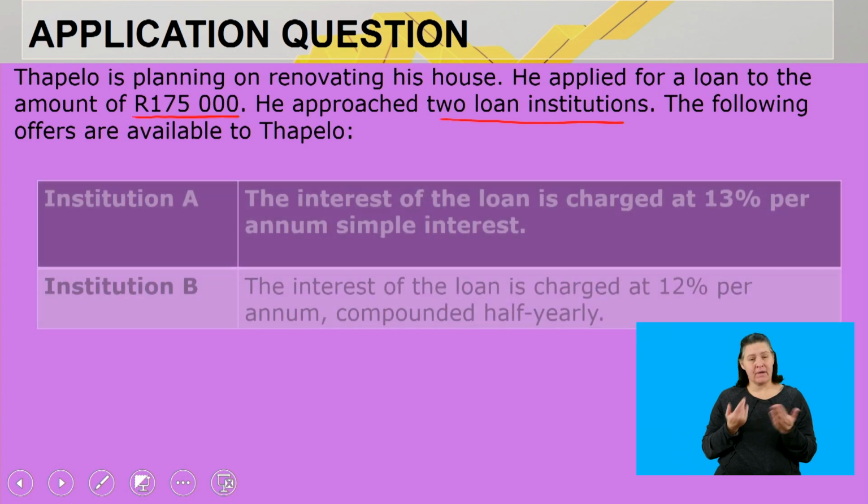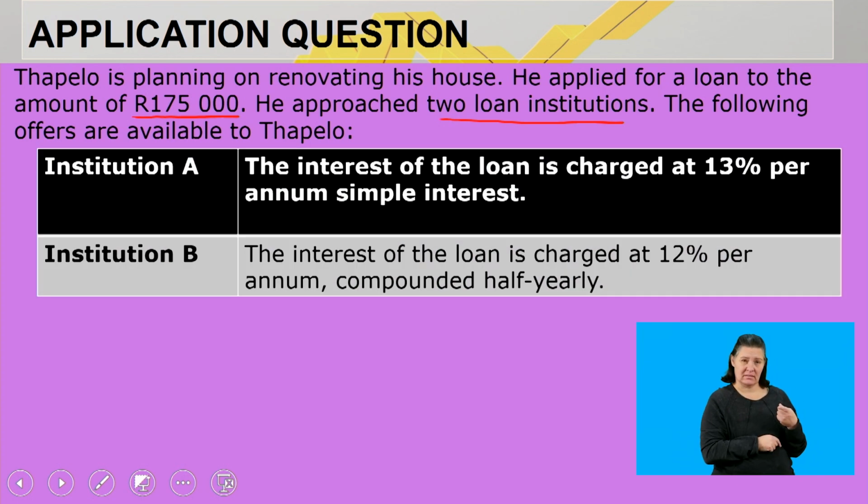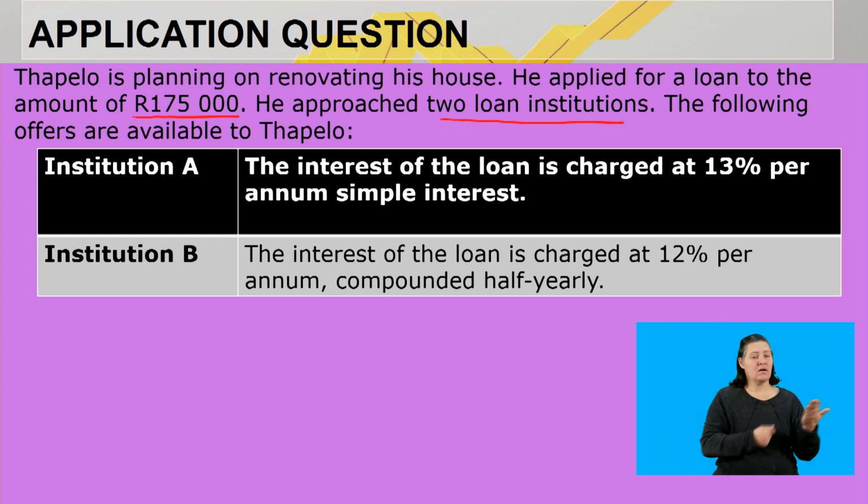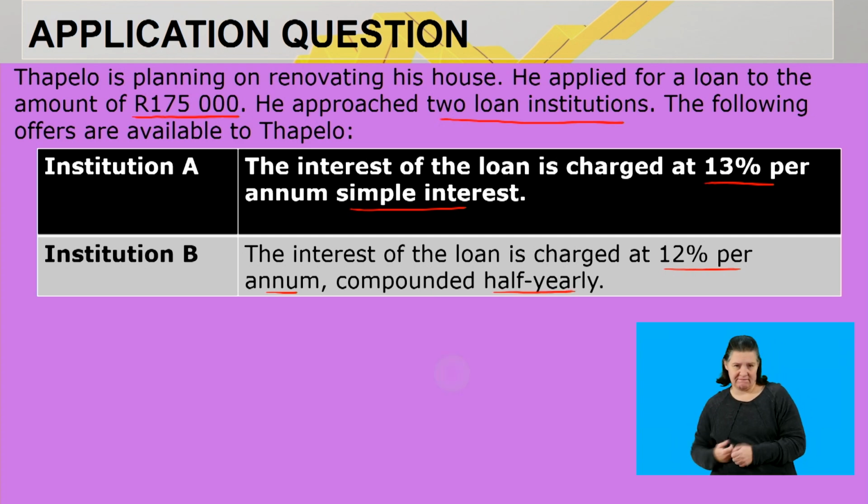Okay, so the 2 institutions, Institution A and Institution B, right? The first one offers him the following deal. The interest rate of the loan is charged at 13% per annum, simple interest. So that's Institution A. Then looking at Institution B, the interest of the loan is charged at 12% per annum, compounded half yearly. So there we have the 2 offers available to Tapelo.